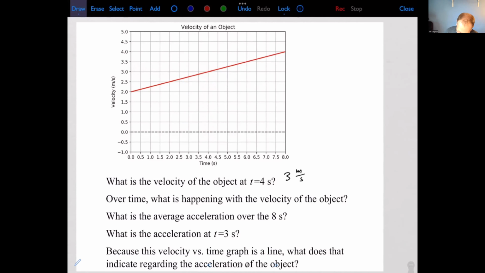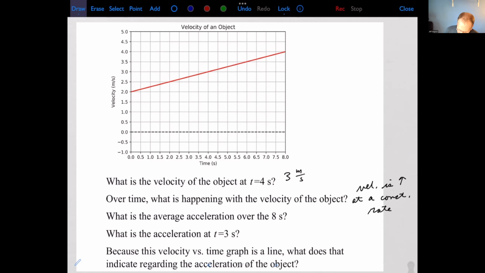Okay, over time, what is happening with the velocity of the object? Well, again, we're asking about velocity. We can just read it directly from the graph. What is the graph showing us? Well, as time goes on, right, what's happening with the velocity? It's increasing. And it looks like it's increasing at a constant rate. So we could say velocity is increasing at a constant rate.